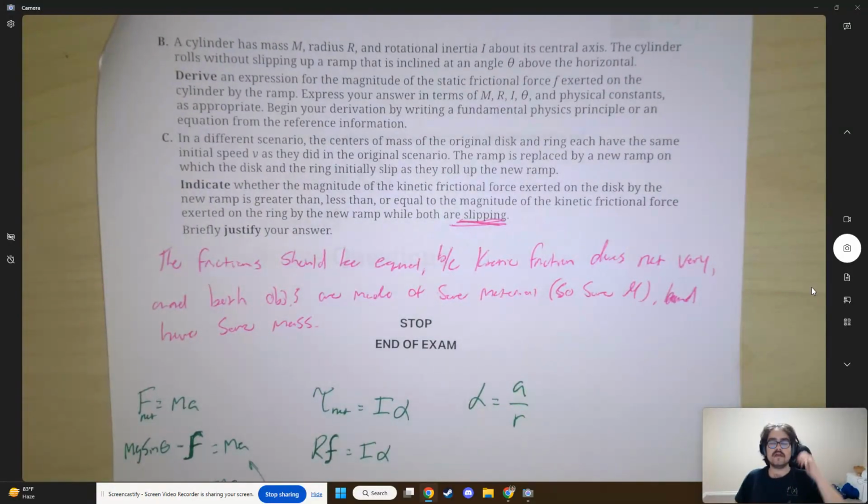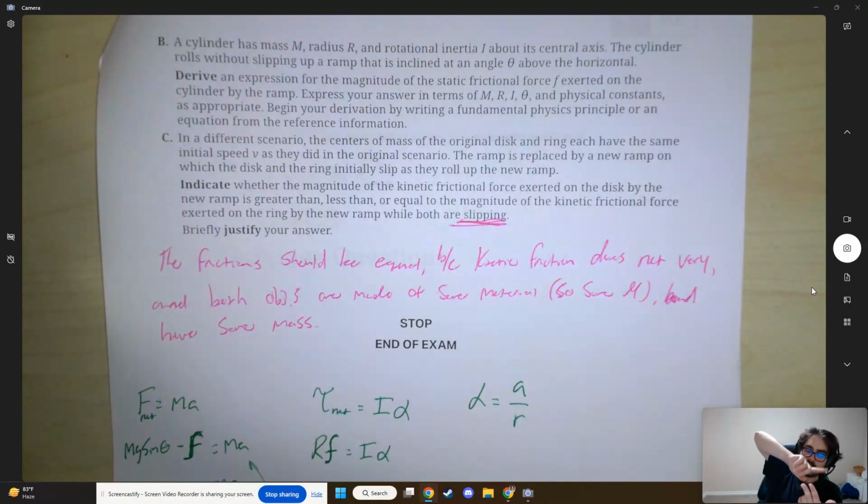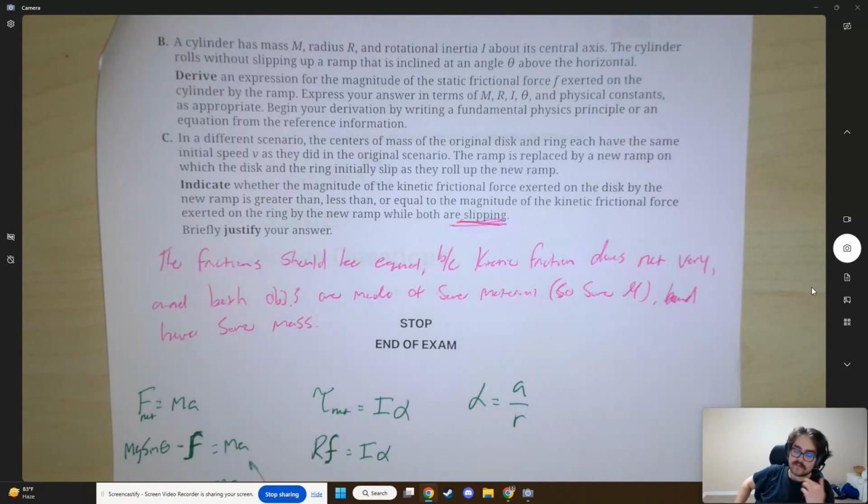So because friction only depends on the coefficient and the mass, it should be the exact same, right? They have the same mass, they're made of the same material, so same coefficient, all that fun stuff.